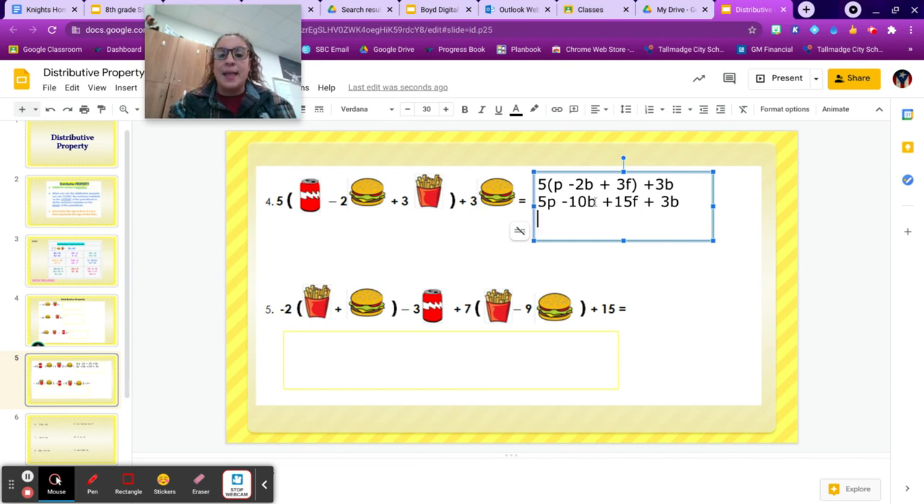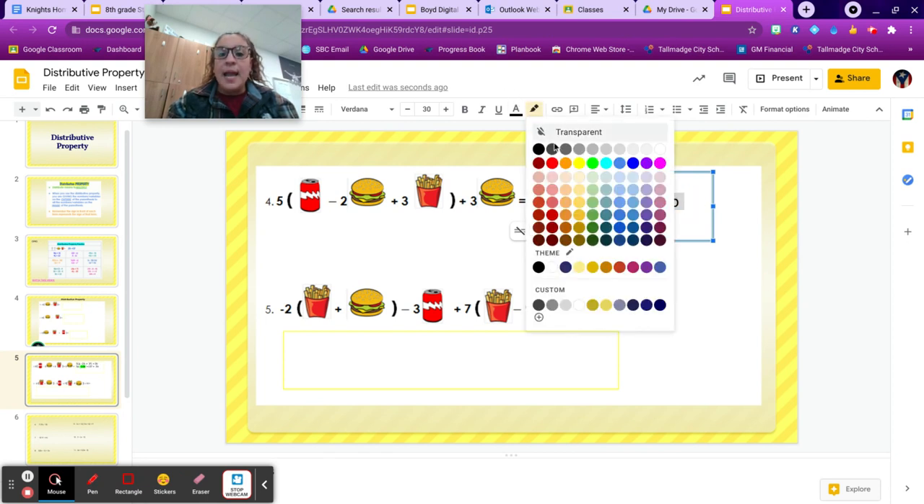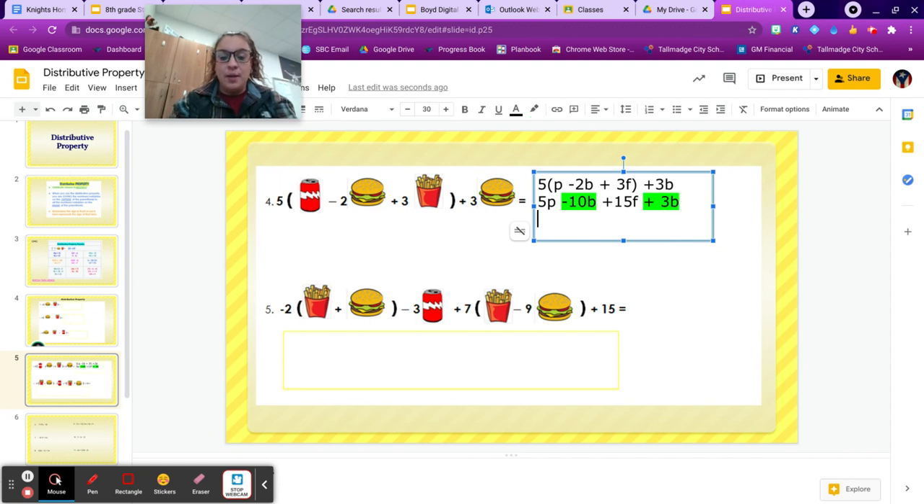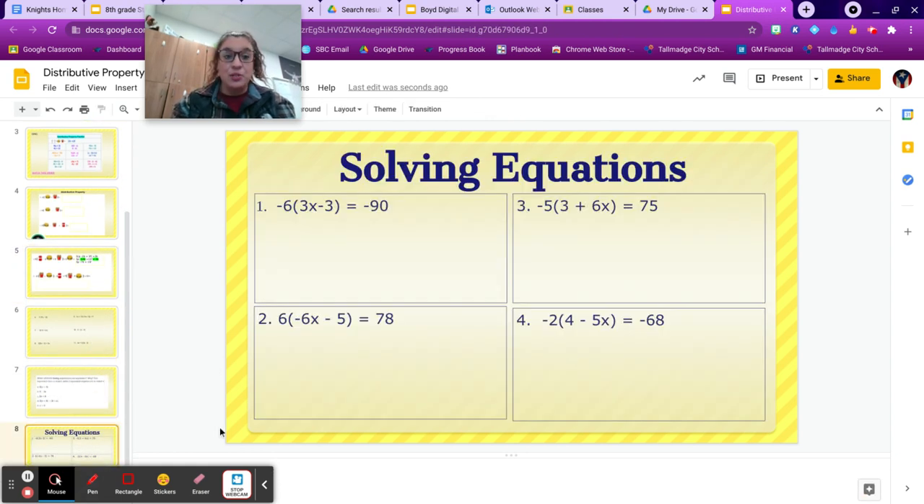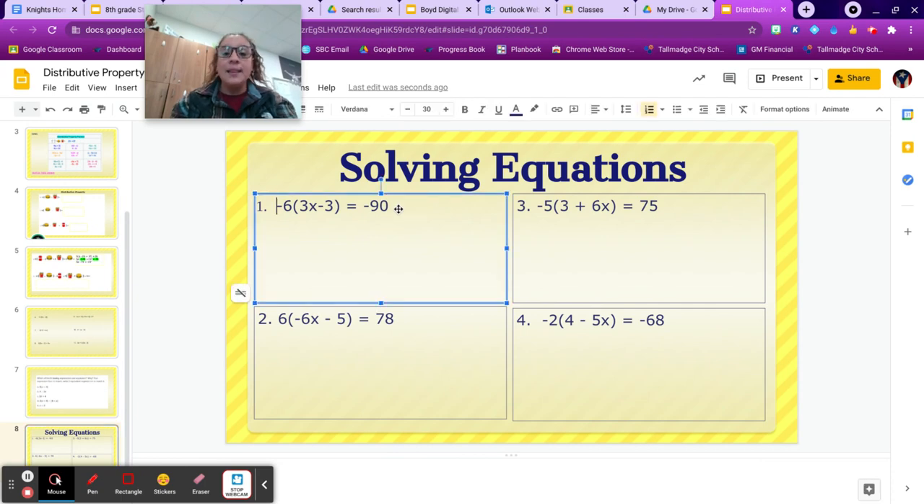Now I can combine my like terms. So I have -10 burgers here. I can combine that with 3 burgers. And this would simplify to 5 pops minus 7 burgers plus 15 fries. Okay, so that's what you're going to do. The very, very last slide, I want you to try it just to see how you do. On the very last slide, you're going to practice distributing first and then solving the equations at the end. This is what we're going to do tomorrow in person, but you might as well try it today because you're rock stars, and let's see how you do.